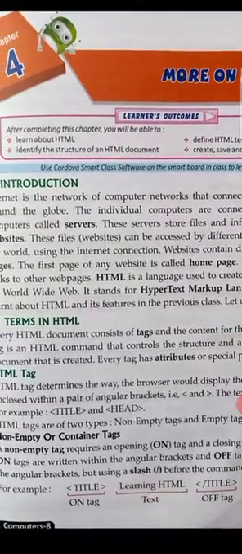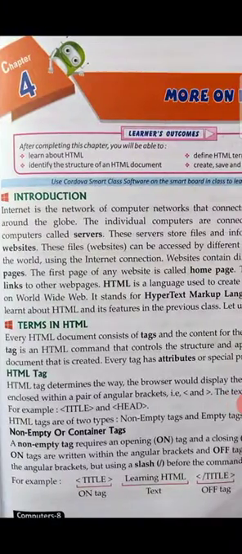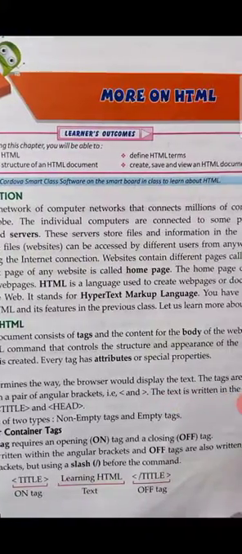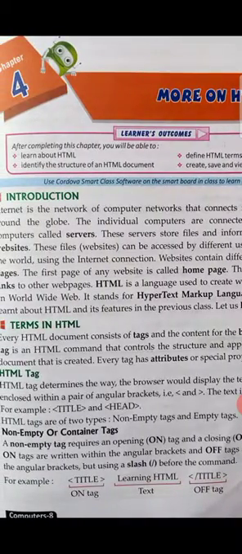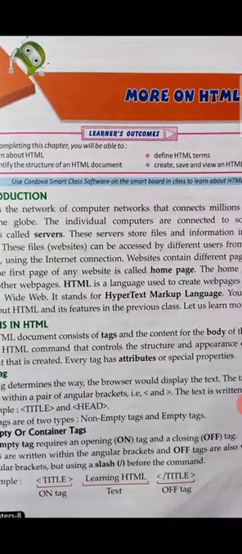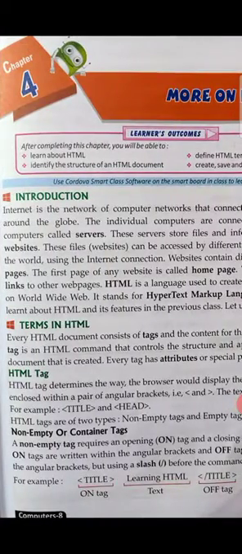Intro. Internet is a network of computer networks that connect millions of computers around the globe. The individual computers are connected to some powerful computers called servers. We already know about this. Whenever a control is done by any PC, it is known as server. These servers store files and information in the form of websites. These files can be accessed by different users from anywhere in the world using internet connections.